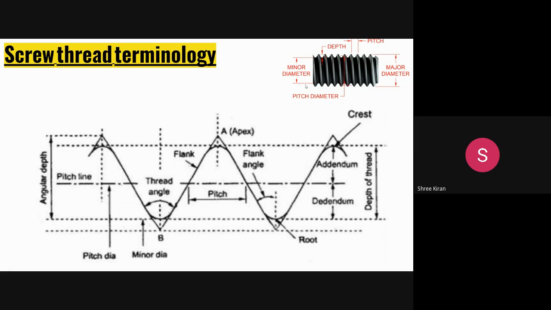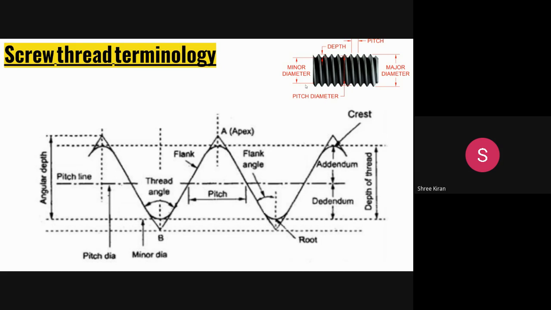It is always defined as the diameter of an imaginary cylinder that bounds the crest of an external thread, or the root of an internal thread. So it is always the largest diameter of the screw thread. That's what happens with respect to the major diameter. It is also named the nominal diameter.